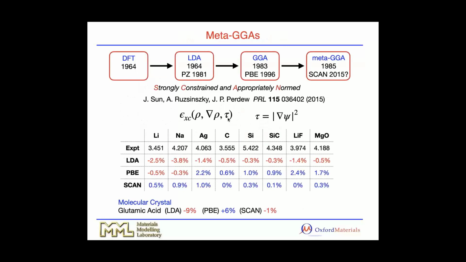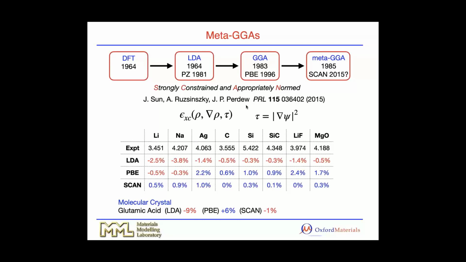So recently within CASTEP, we've been able to take the next step on this ladder, going beyond the GGAs to the meta-GGAs. Perdew and Sun came up with the so-called SCAN functional that obeys all the known constraints.